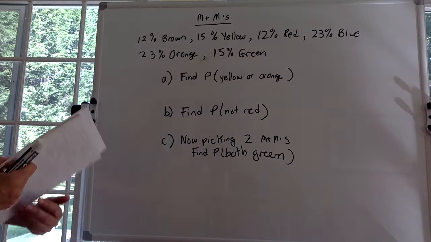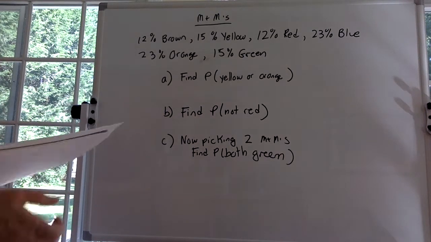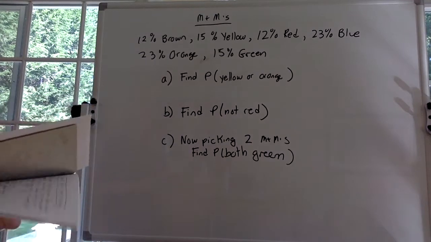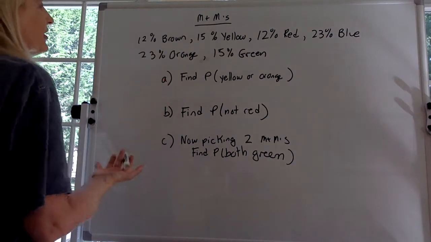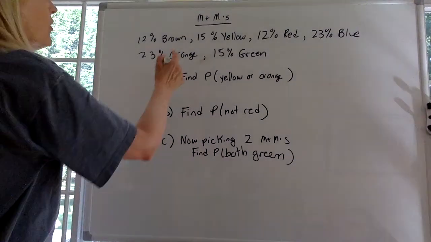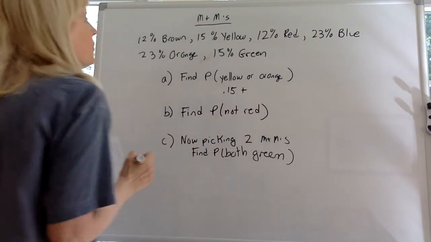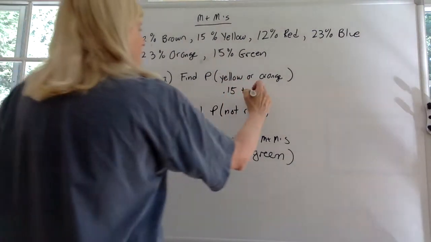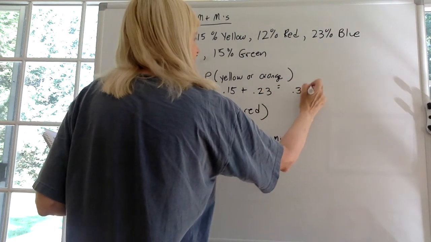Part A, find the probability of yellow or orange. So let's see, yellow or orange. For one pick, you basically just have to add the percentages. If they want it in decimal form, we'll convert the percentages to decimal form. So yellow, 15% is 0.15 plus orange is 0.23. If you add those up, I think you get 0.38.